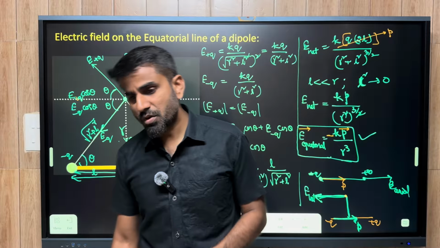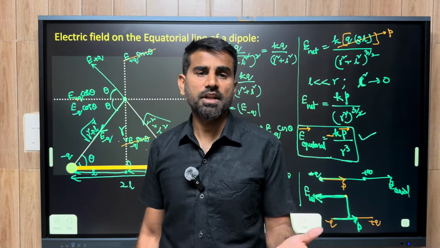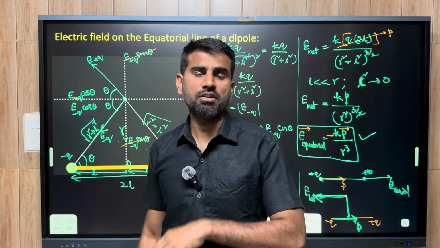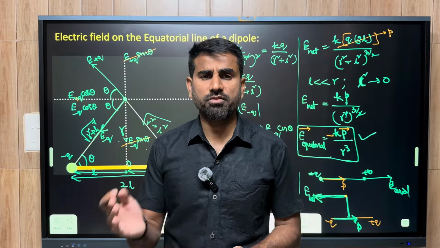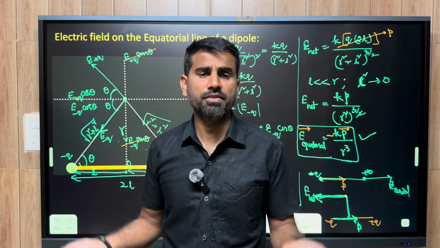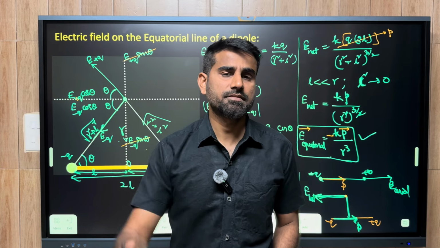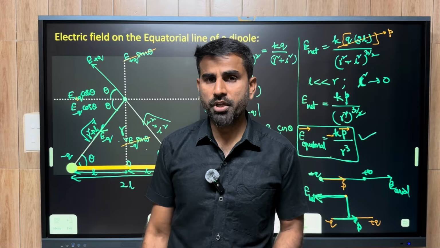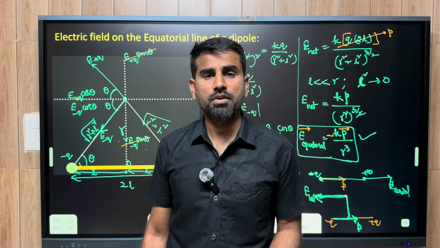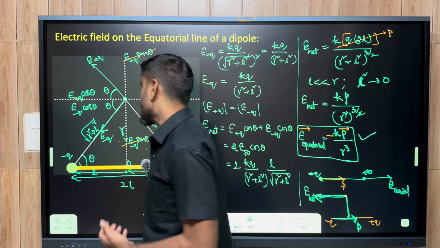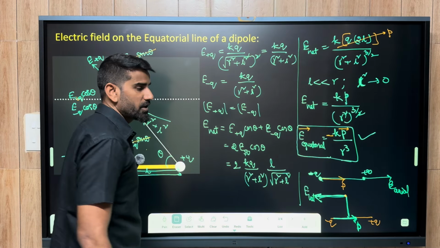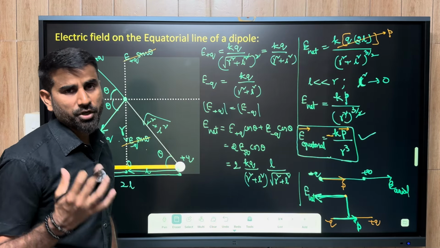Not every time the question asks to find the electric field intensity on the axial line or on the equatorial line. They will ask the questions at a certain angle also. Find the electric field intensity of an electric dipole at 60 degrees, okay, or at 120 degrees also. That also we need to solve. For that purpose, let us derive the equation for the electric field intensity at any random point.